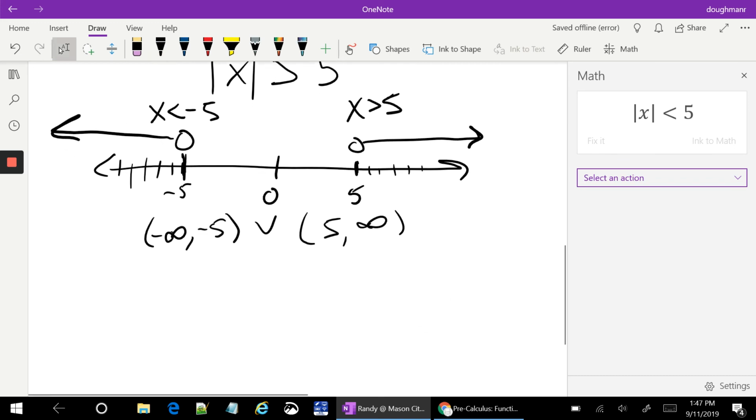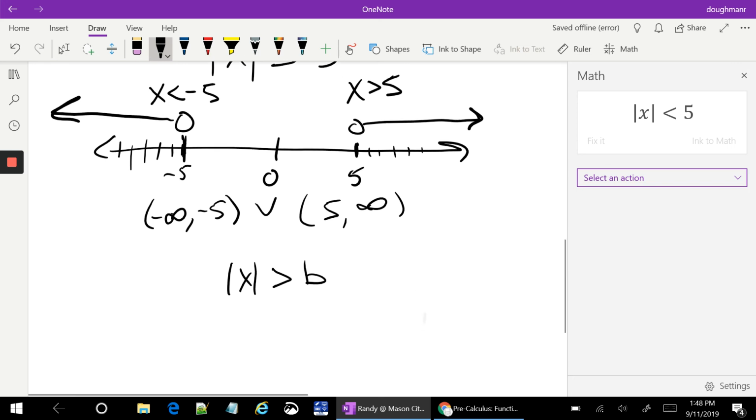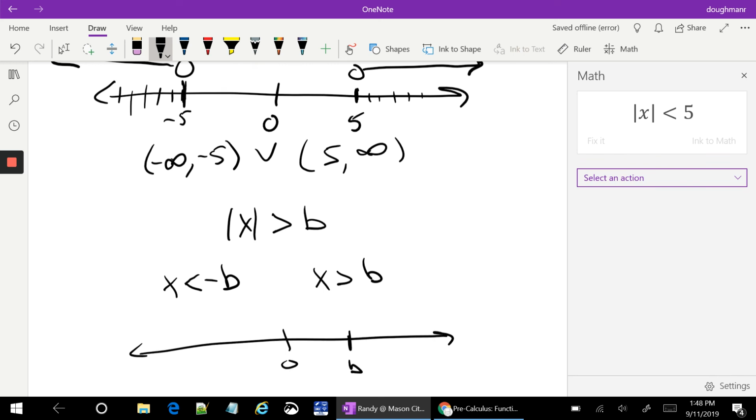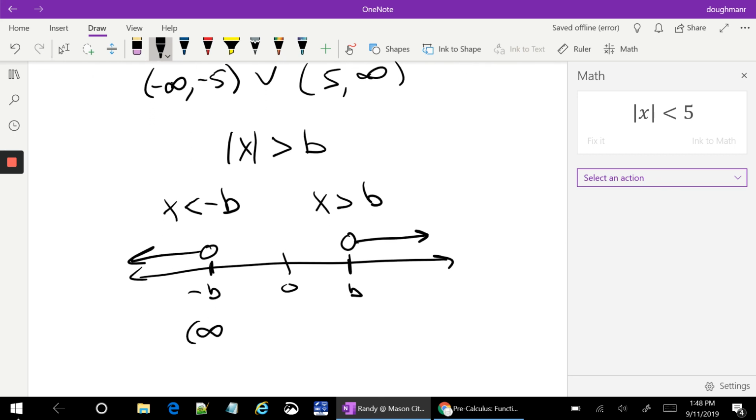So if we're going to generalize that, if we're given the inequality, the absolute value of x is greater than some number b, we can get rid of the absolute value sign by saying x is greater than b or x is less than the opposite of b. Once again, you go back to your number line, convince yourself of that. Here's the number b units from 0, so everything above. Here's the other number, b units from 0, and everything below. And if we write the notation, negative infinity to -b, union b to positive infinity.